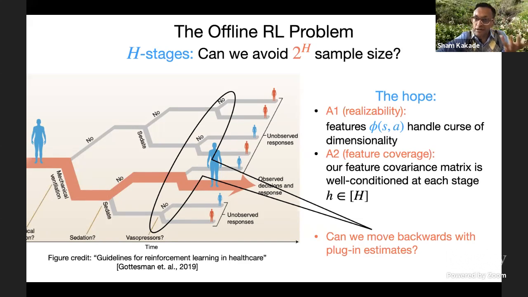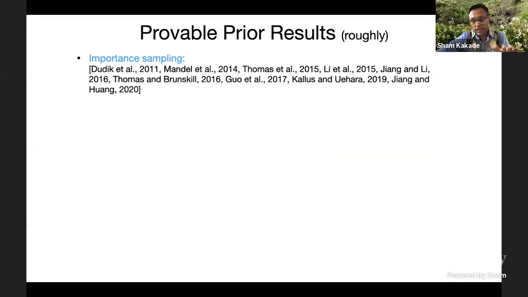I think those of us who studied RL always try things like this, and we want to know, will this work? Before we get to the main result, let's look at what's known here, because this has clearly been studied in various different incarnations.